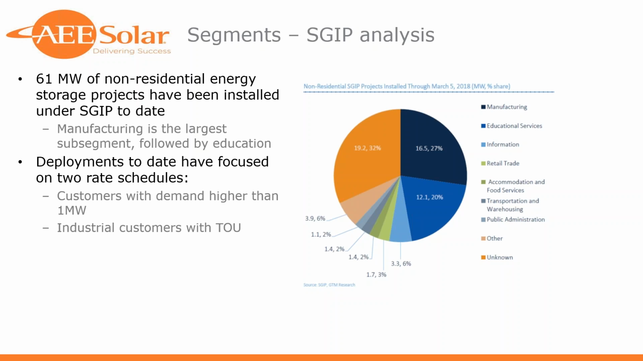A really interesting takeaway here is the interconnection agreements and the tariffs under which these projects have been applied. So two big bubbles or sectors here, or buckets, if you will: customers with demand higher than 1 megawatt, so think about the kind of building that's got a 1 MVA service entrance, and industrial customers with TOU. We'll talk in a few minutes as to why those two are being applied, but it really kind of fits what we're going to talk about in applications.